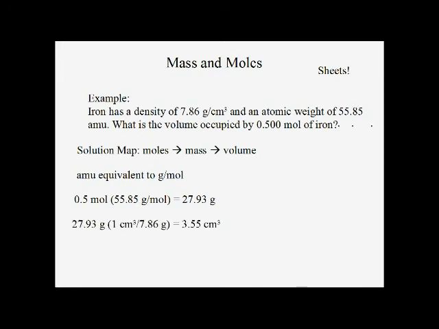Now we're going to use the density. We have density of 7.86 grams per cubic centimeter. So we're going to take our mass and divide by density. The grams will cancel off, leaving us with cubic centimeters, and we end up with 3.55 cubic centimeters for half a mole of iron.